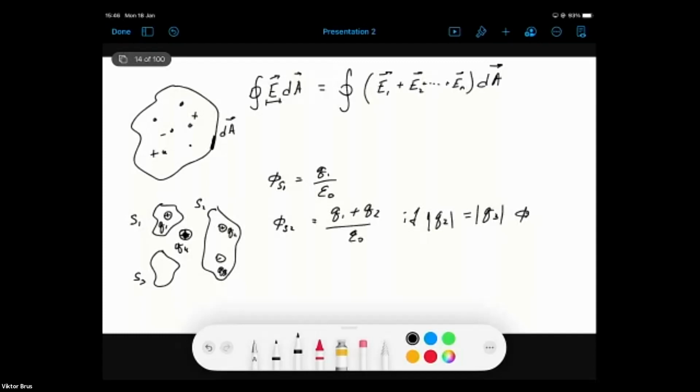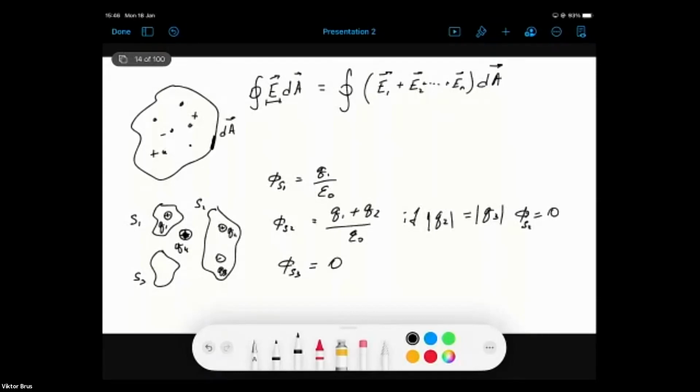And if net electric charge enclosed by a closed surface is equal to 0, then the flux of this electric field will also be 0. If they are not by absolute value equal to each other, then we will have some net electric charge, and that will define what electric field flux we will have. Then also electric field flux through the surface S3 is equal to 0. Obviously, because we don't have any charges enclosed by this surface.